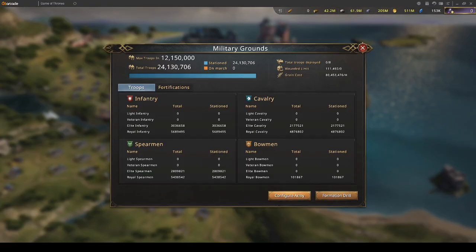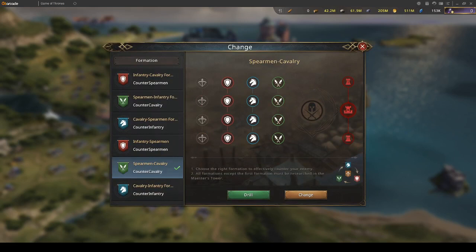Let me find where it is. Formation drill. Where is it? Okay, so this is the first thing you see in the game. Choose the right formation to effectively counter your enemy. All formation, reach the mastery tower. So what does this mean?